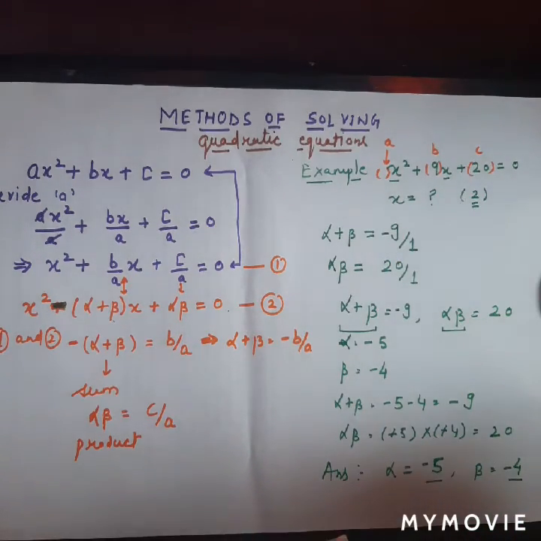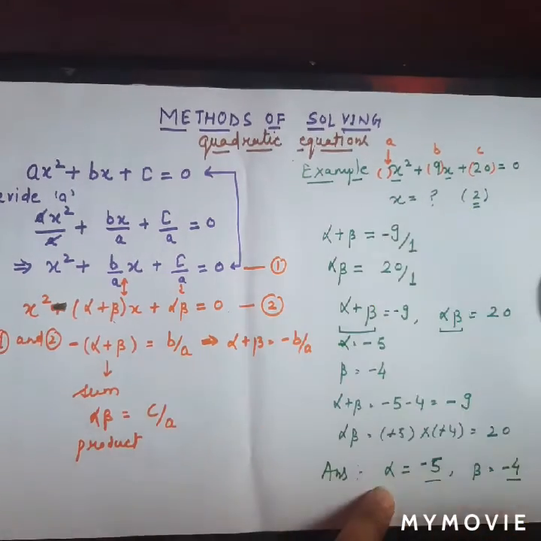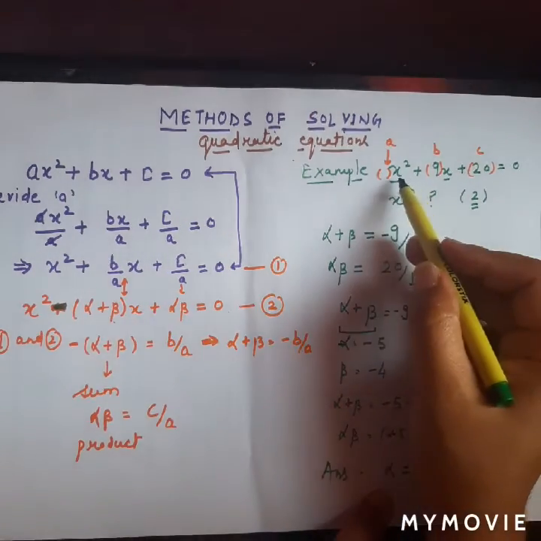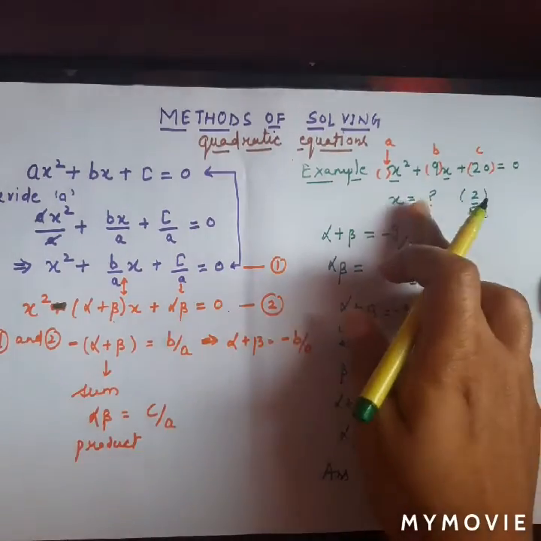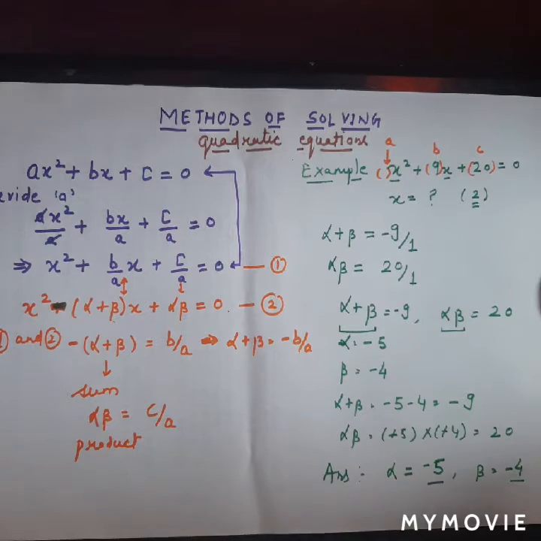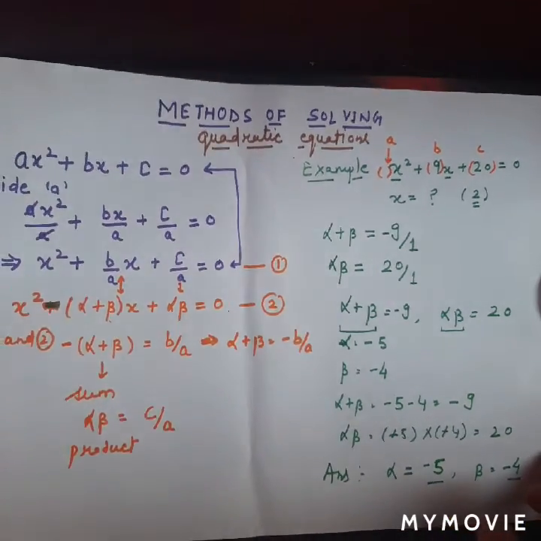If you want to find out whether your answer is correct or not, then you can fill these values in this equation, and if the left side is equal to the right side, which is 0, then you can say that yes, your answer is correct. Fine. In this way you can find the values or roots of a quadratic equation.